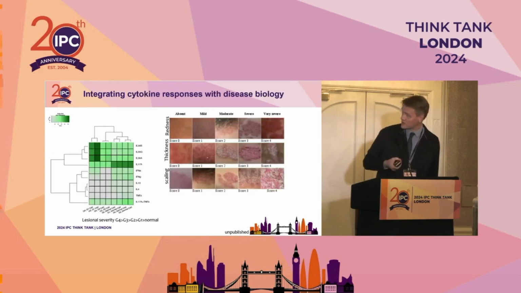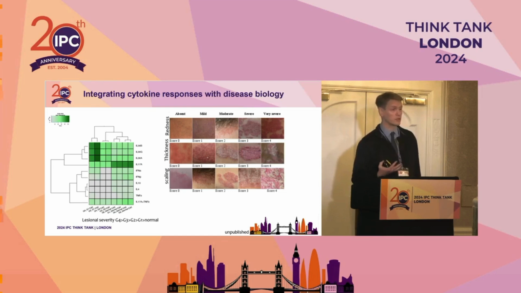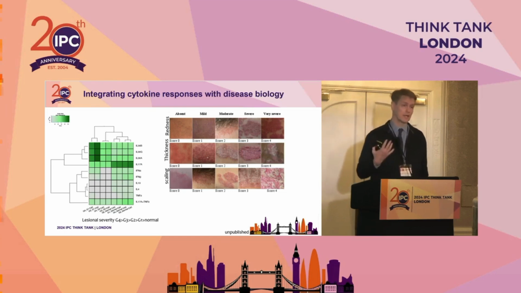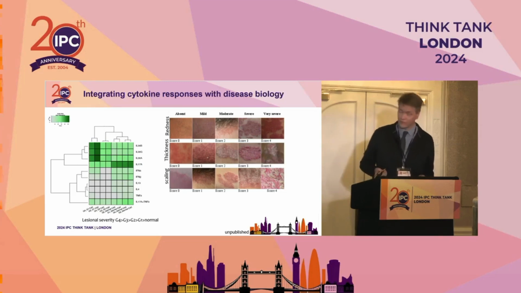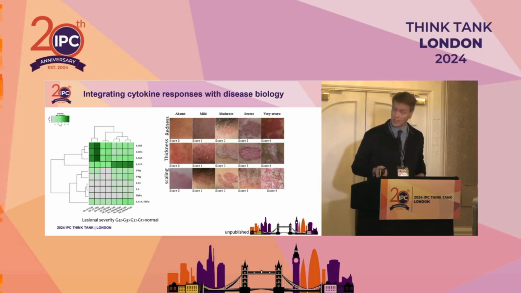And you can also do this by looking at the different clinical features of psoriasis. So you can use these types of data sets that you have to get a better understanding of what really is happening in psoriatic skin. So here we have the different components of the PASI, the scaling, the thickness, the redness, and we're looking at different severities. So you have an absent, mild, moderate, severe, and very severe.